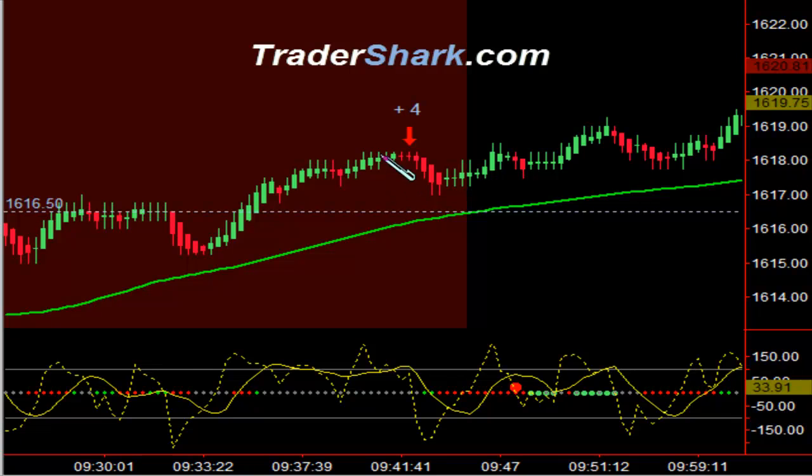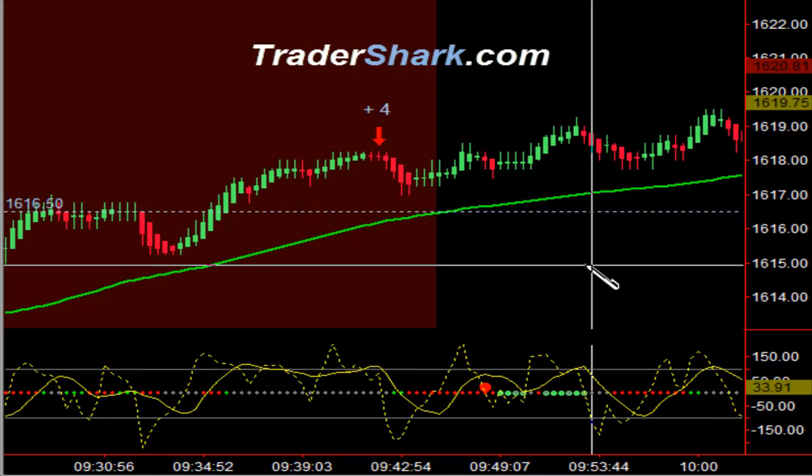In this particular case, we had what's called a pro-range reversal right here. We shorted it real quick for 4 ticks. It's only a 4-tick trade. It's basically a 1-to-1 risk-reward ratio in that particular case.